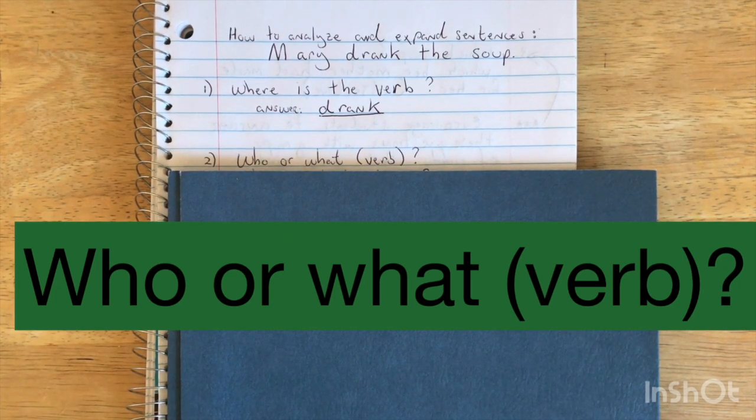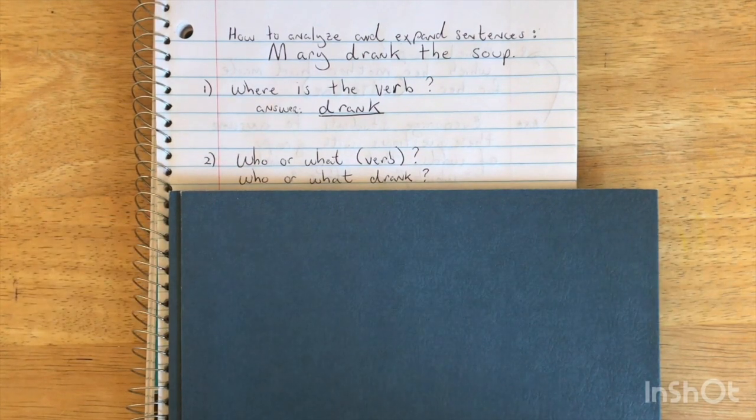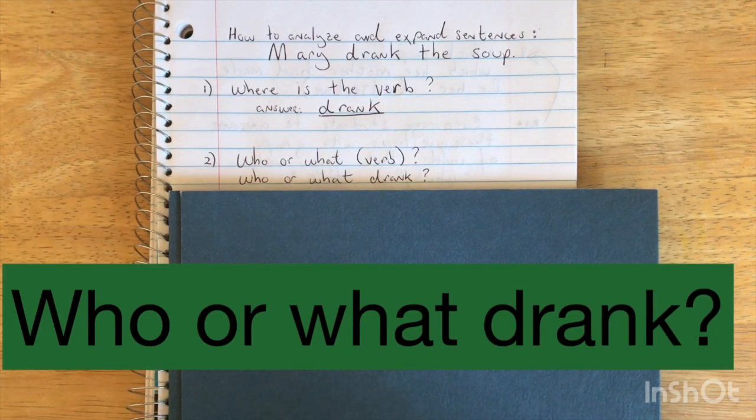So let's take a look at this, and since we know the verb, we're going to do something else that's really important here. We're going to write out who or what drank. So I'm going to substitute the word drank for the verb, and I write it directly underneath that question. I have who or what verb, then I have who or what drank. And drank is the verb, and it replaces that word verb in the parentheses. So I want you to do it exactly as I've written here. First write the question, who or what verb, and then I want you to write who or what drank by replacing that word verb with the actual verb, which is drank.